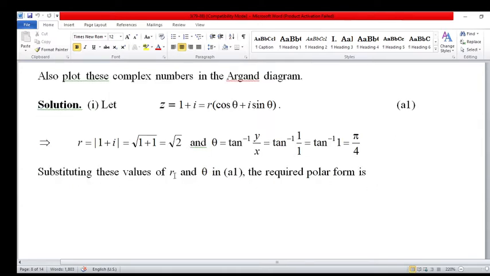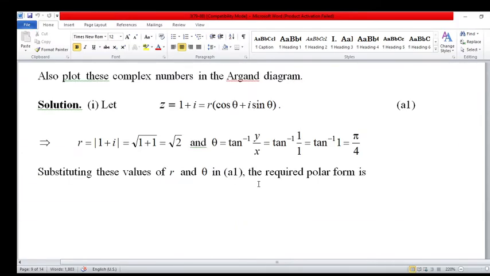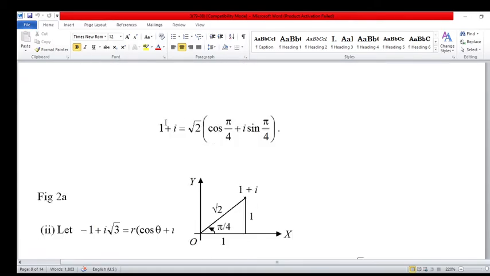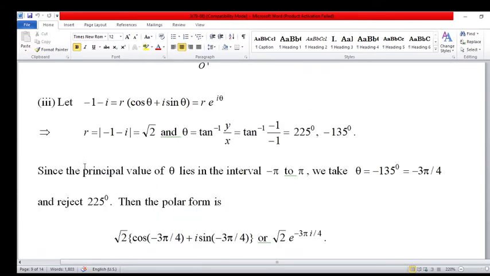Substituting these values of r and theta, the required polar form of 1 plus i is under root 2 cos pi by 4 plus i sin pi by 4. Under root 2 is the value of r here, and theta is equal to pi by 4. This is called the polar form of 1 plus i. And the same procedure applies to the second and third.